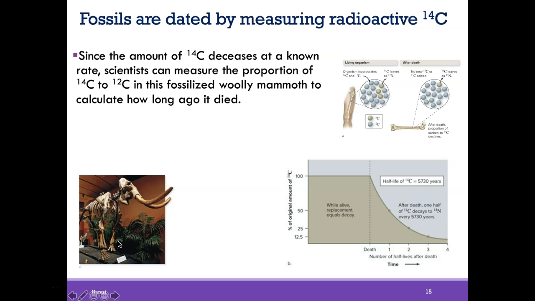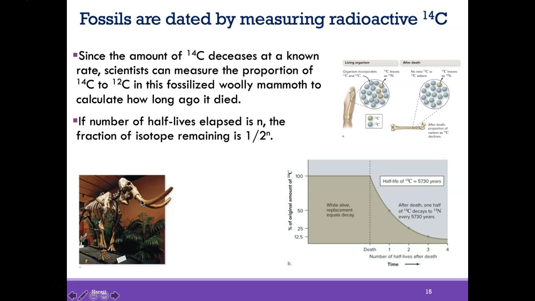So if we found a fossilized woolly mammoth, for example, we could measure the amount of C14. We could look at a living organism, and we know the exact proportion of C12 to C14 that should be in a living bone. And we can measure the amount of C14 that's in the dead bone and infer how long ago this must have been alive. So there's a simple equation that we use to figure out how long ago the fossil lived.